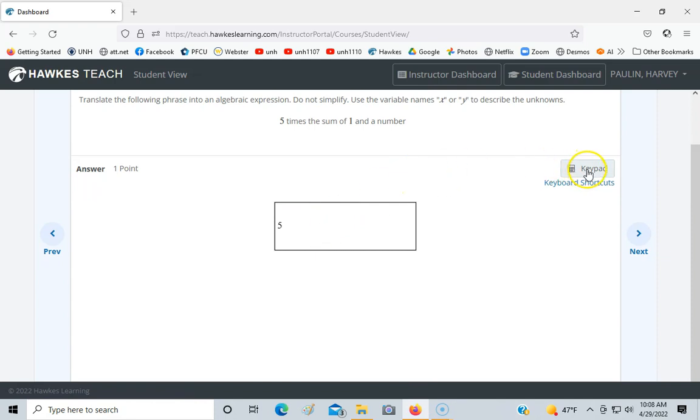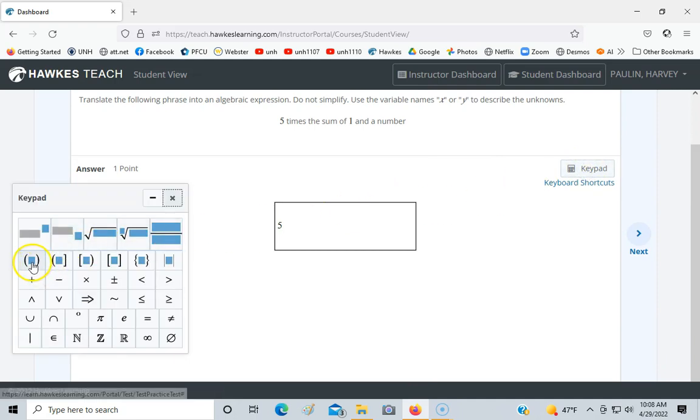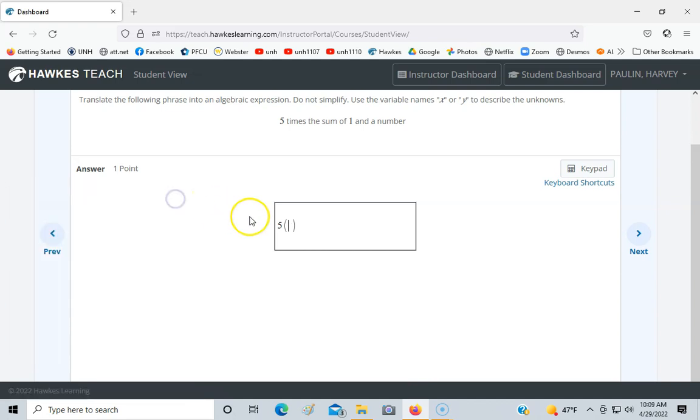Now I need parentheses to indicate a sum, so I'm going to just use the tool pad here, or I could have used my keyboard to put in parentheses. So 1 plus X, just using my keyboard here. So 5 times the sum of 1 and a number.